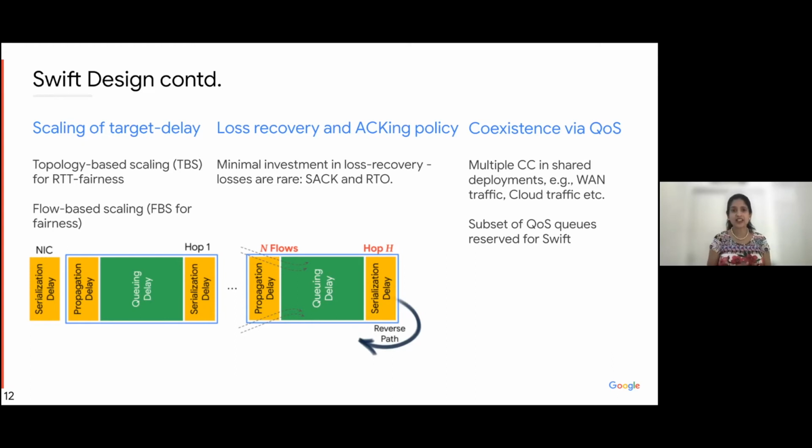Flow-based scaling essentially allows Swift to put on the brakes hard or easier depending on the level of congestion that is happening. It takes into account contention on the buffer when there are a very large number of flows. Finally, because Swift works really well in terms of maintaining the end-to-end delay to the set target, we've found very little need to invest in very rich loss recovery schemes. So we have basic loss recovery schemes based on selective acknowledgement and RTO-based schemes.